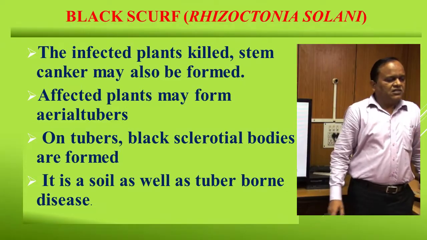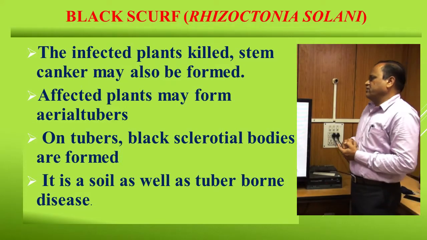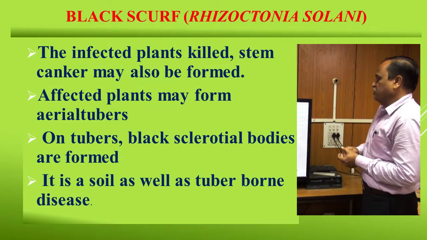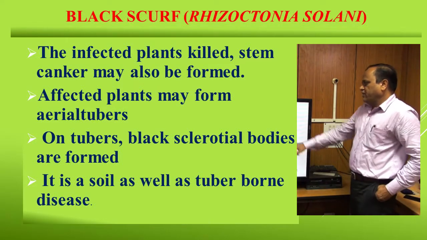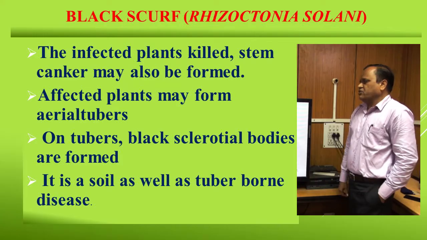Now another disease is black scurf, and this is caused by Rhizoctonia solani. The infected plants are killed, and stem canker may also be formed.